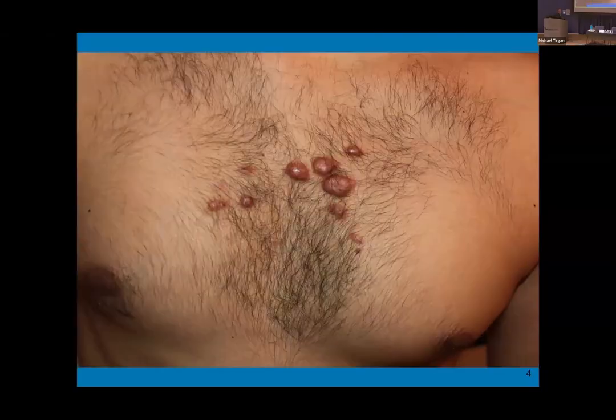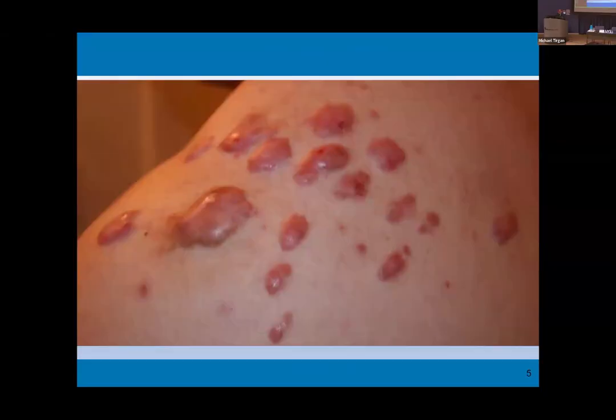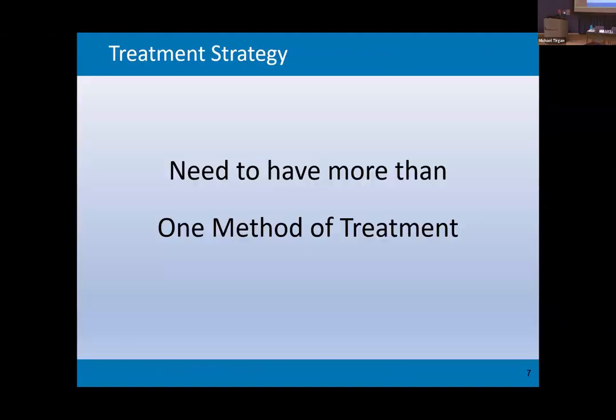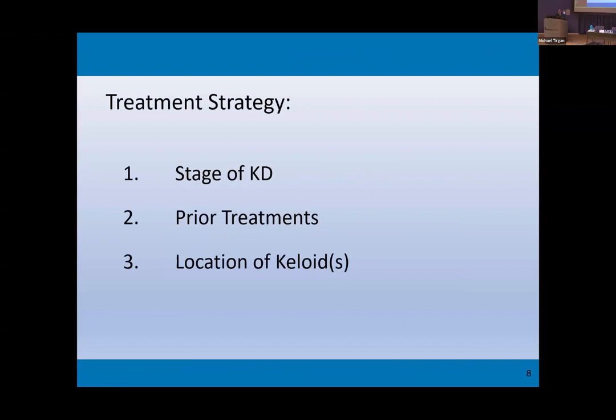So when we see patients like the 6-year-old, and another young gentleman with numerous lesions on his chest, and one with several lesions on his shoulder, and this elderly female with widespread keloids, we can basically come to a conclusion that not one method of treatment is going to take care of all these patients. We need to have more than one method of treatment for these patients.